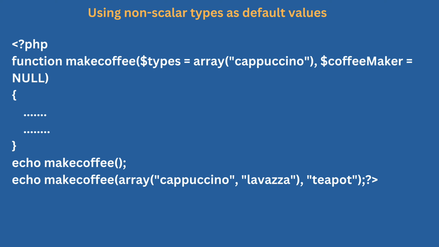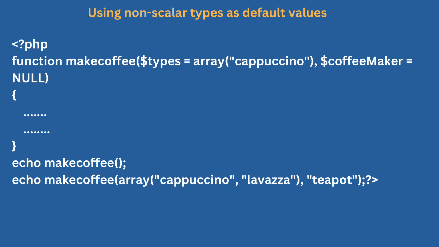So here you see using non-scalar types as a default. This is not a scalar type. What is the type of this? Array type. So you can pass the default value as an array also. This is null, this is array. So this can also be used as a default value. Clear?